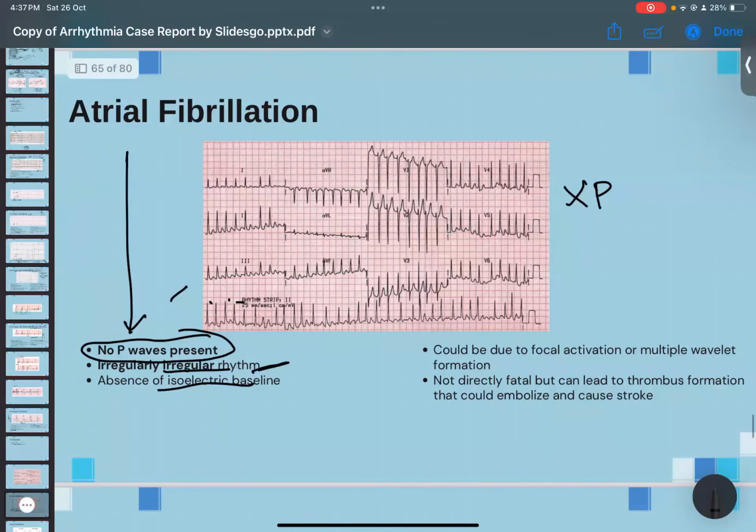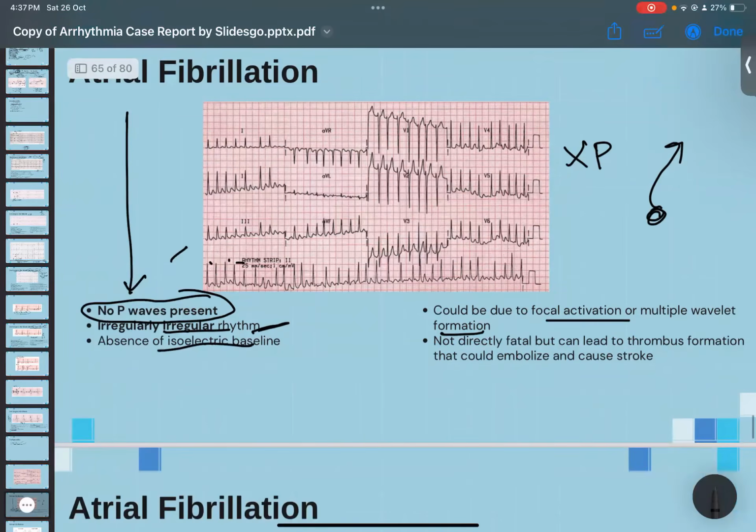This can be because of focal activation or multiple wavelet formation. I'll be explaining that in a bit, but this is not directly fatal. However, it can lead to thrombus formation, and then this thrombus can embolize somewhere else and cause stroke. So it's not directly fatal, but you still want to put the patient on monitoring, okay?